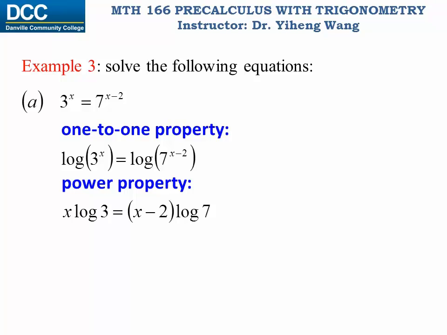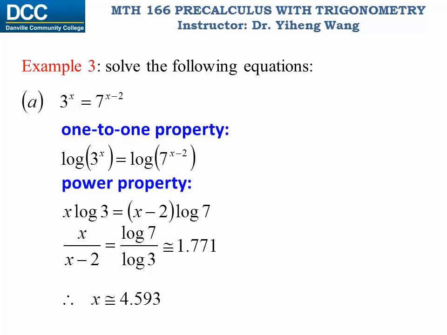So I can rearrange this equation and get x divided by x minus 2 equals common logarithm log 7 over log 3. And I can evaluate this right-hand side to be approximately 1.771. So now I have a very simple equation, x over x minus 2 equals 1.771. I can solve for x from this equation to be approximately 4.593.